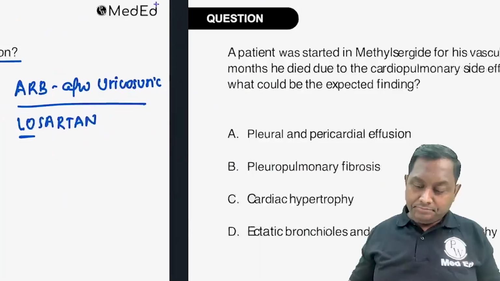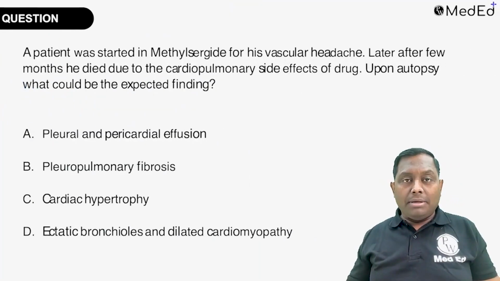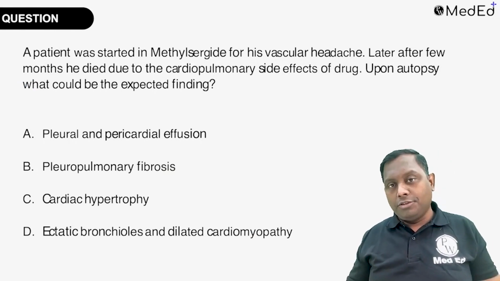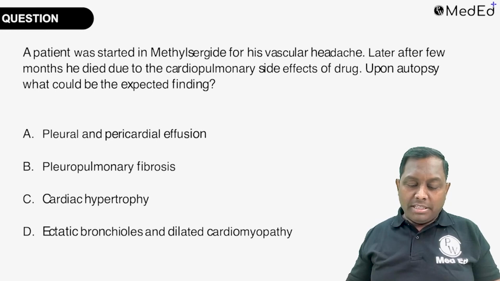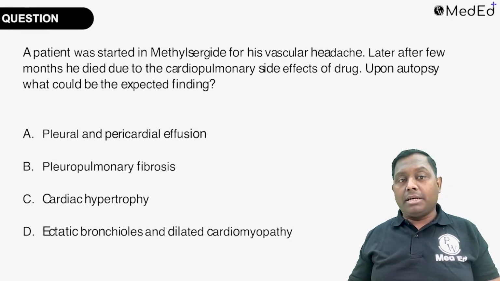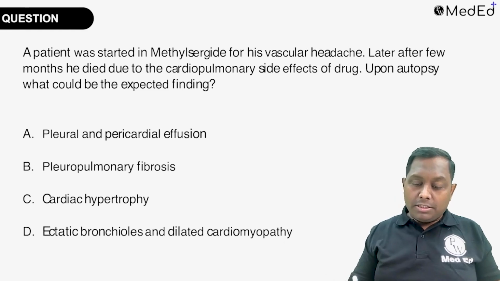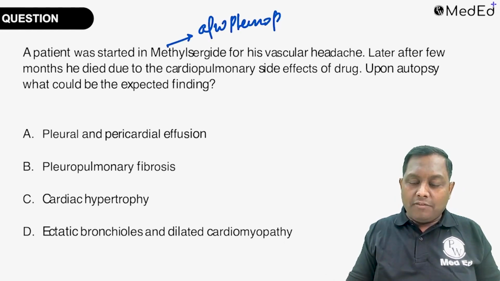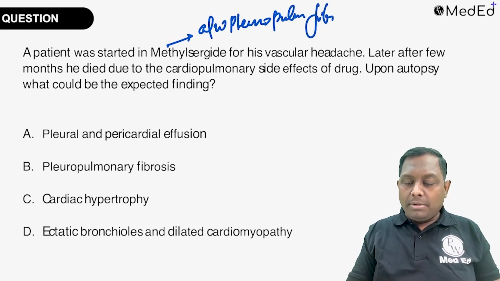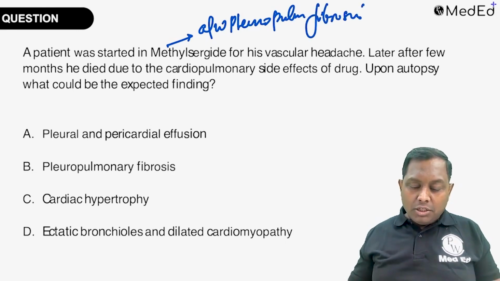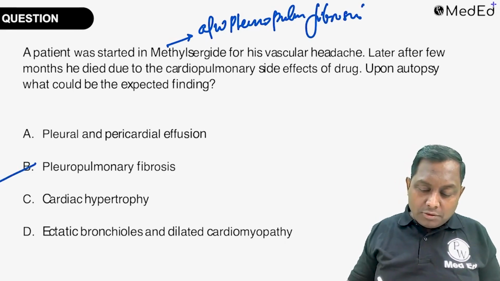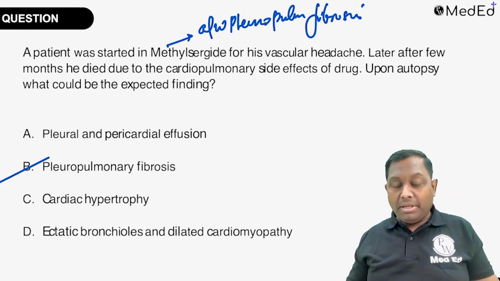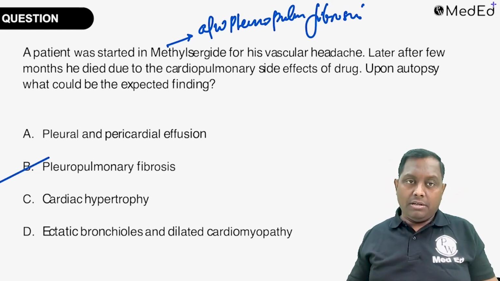A patient was started on methysergide for his vascular headache or migraine, maybe we used it earlier. After a few months, he died due to cardiopulmonary side effect. Upon autopsy, what could be the expected finding? So, see, this methysergide has been associated with pleuropulmonary and pericardial fibrosis. So will you see hypertrophy? No, there is going to be pleuropulmonary and pericardial fibrosis.